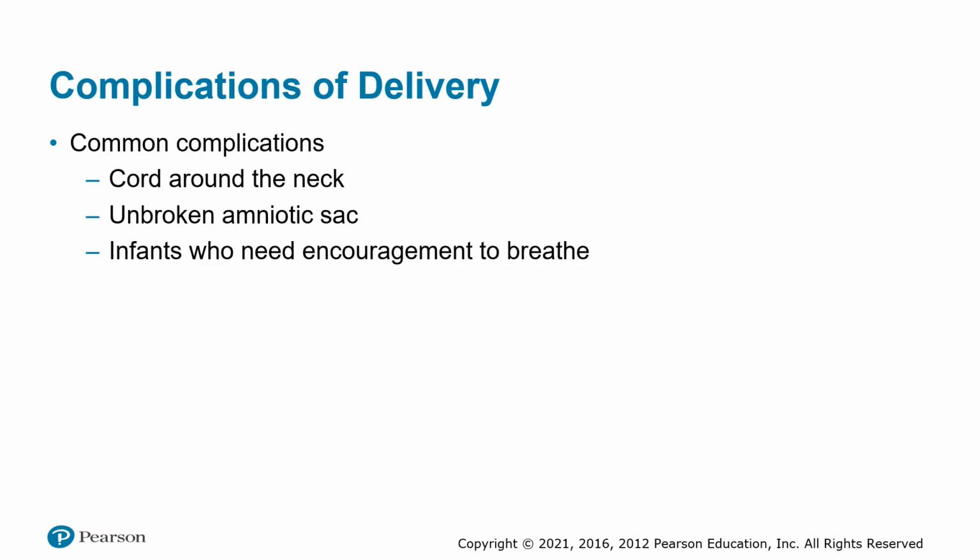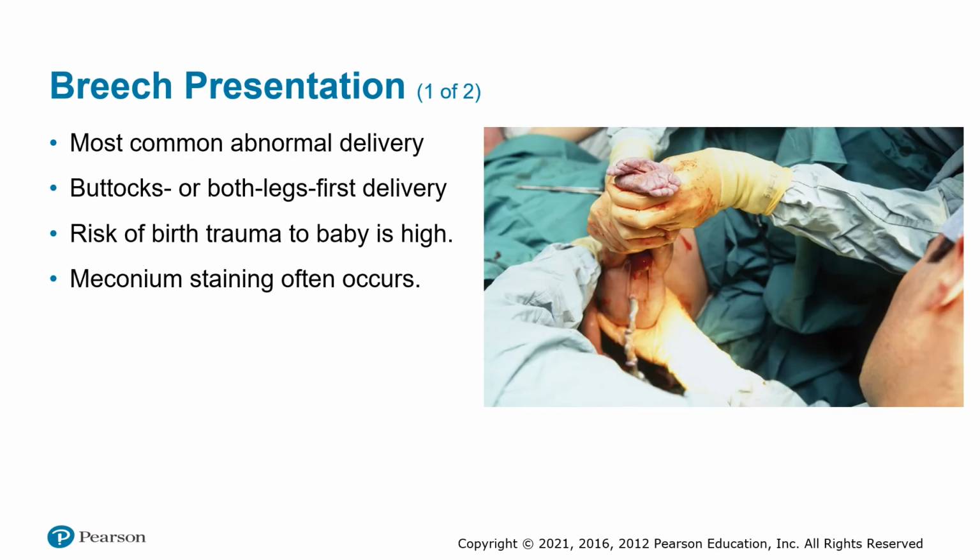So, complications of delivery. Common complications are cord around the neck, unbroken amniotic sac, and infants who need encouragement to breathe. They may also have a breech presentation. This is the most common abnormal delivery. Buttocks or both legs may deliver first. The risk of birth trauma to the baby is high, and meconium staining often occurs as well.